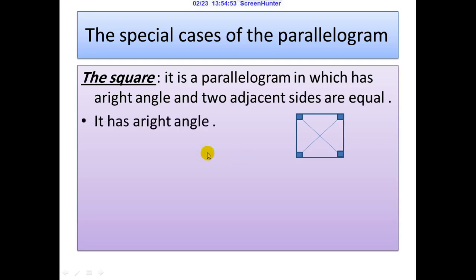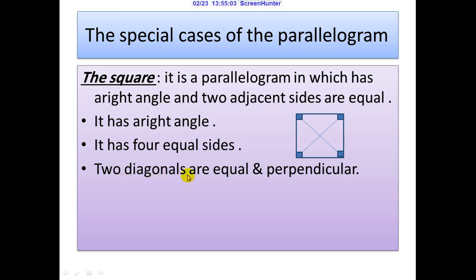So we can deduce the properties of a square like that. It has a right angle and it has four equal sides, and finally two diagonals that are equal in length and also perpendicular. Two diagonals here are equal in length as what? As the rectangle, and also perpendicular as what? As the rhombus.